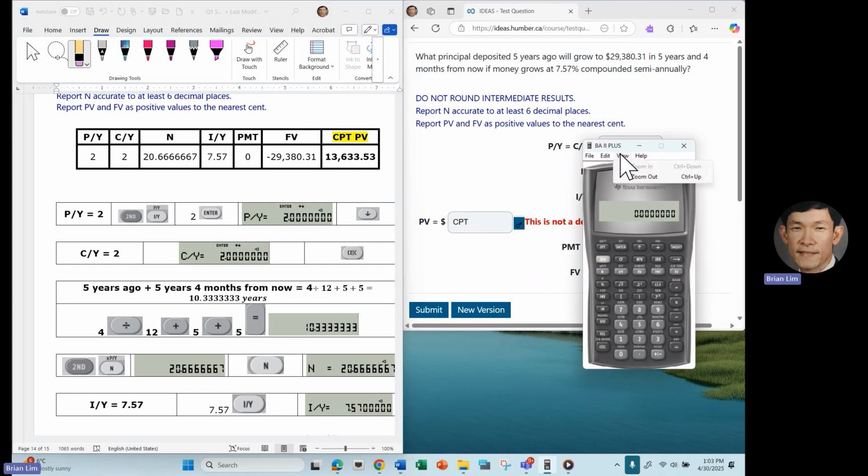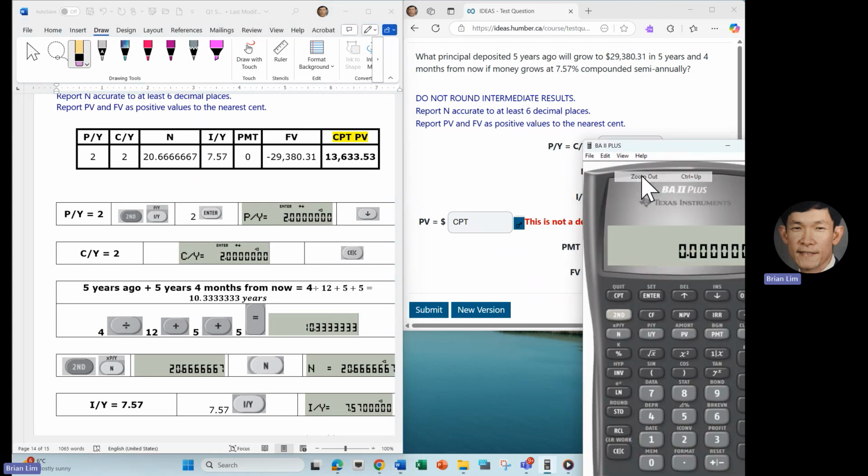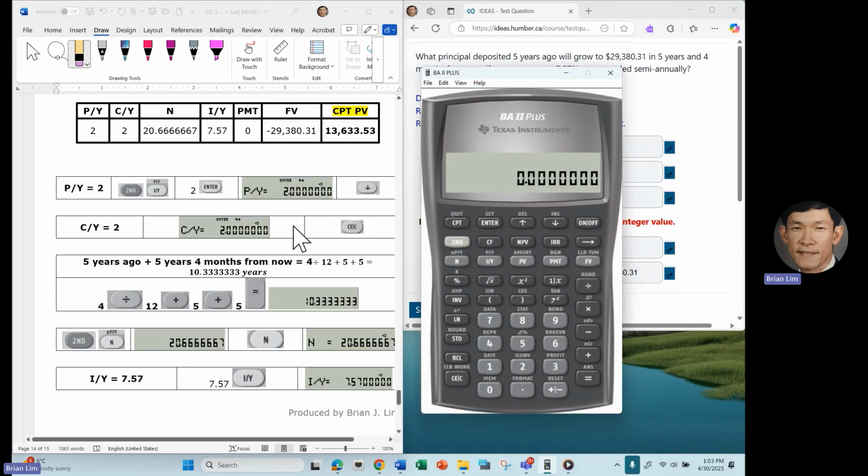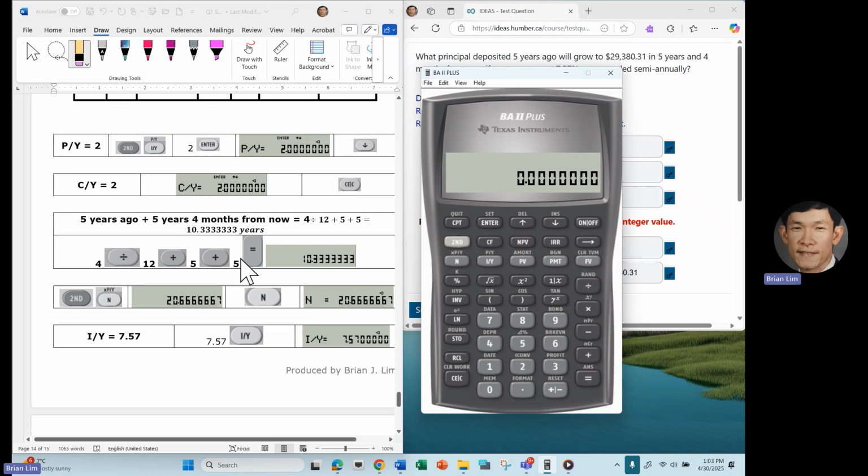Here we are, we'll zoom it out, and there we go. We place it up there, and we follow the sequence right over here. So we go second IY, and it should be 2. We already have the 2, or if you wish, we can always enter it again. Then we go down, we have CY is equal to 2, then we clear once, we can clear twice. Now 5 years plus 5 years and 4 months.